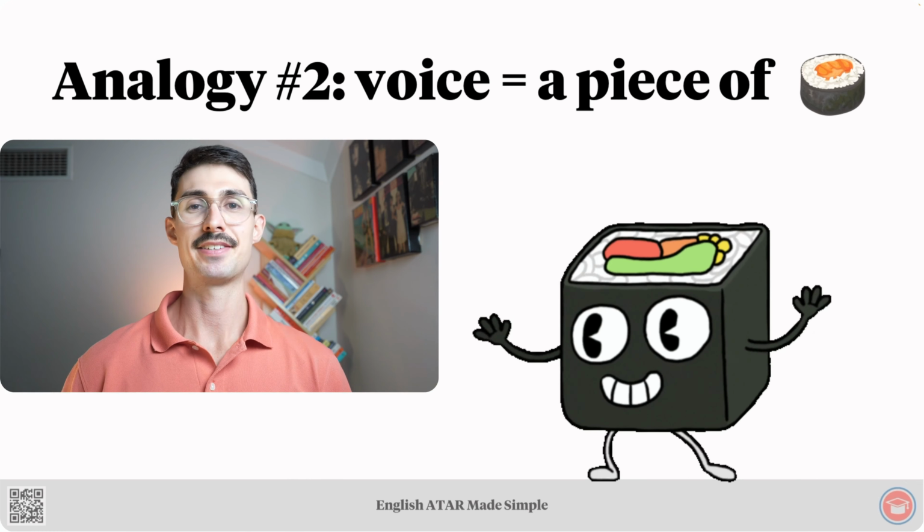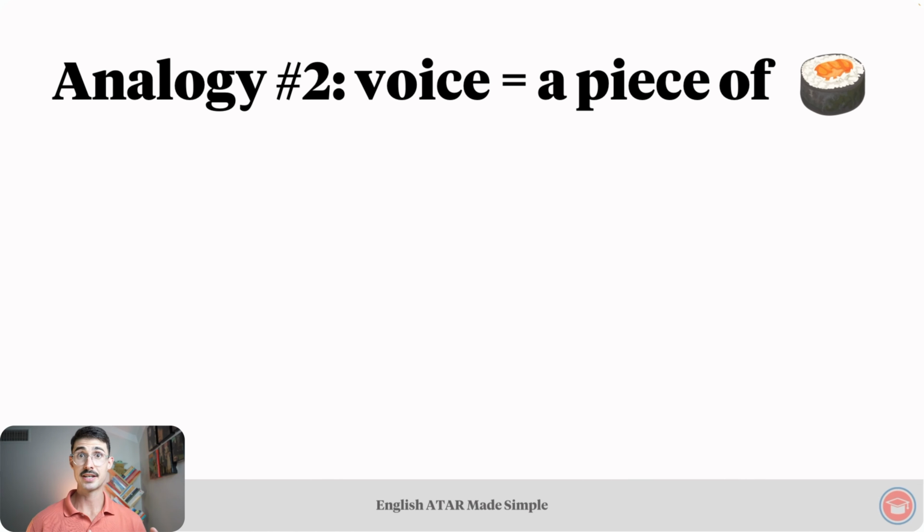Voice is a piece of sushi. Another way to understand the relationship between the concepts that influence the construction of voice and the concept of voice itself is to analogize it with a piece of sushi. Voice is the piece of sushi itself, and the concepts that influence the construction of voice are the ingredients that are used to make the piece of sushi. In other words, the way in which the following concepts or ingredients are used will determine what the type of voice is, or what the type of sushi is.